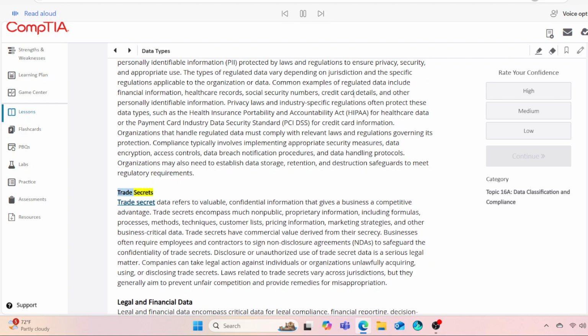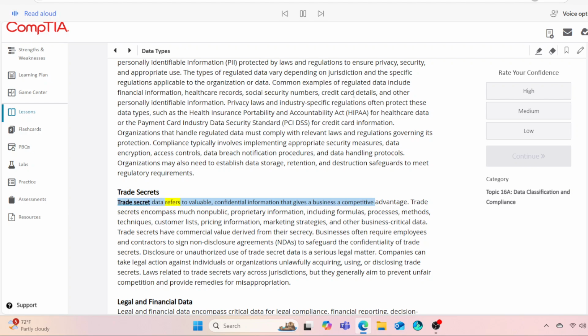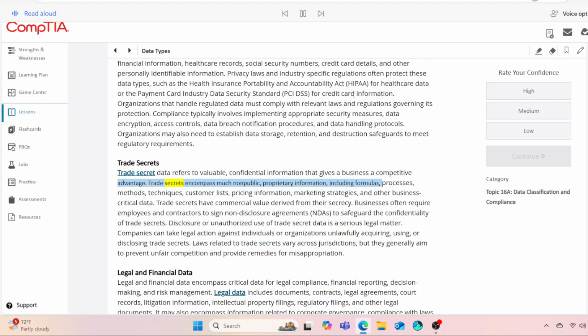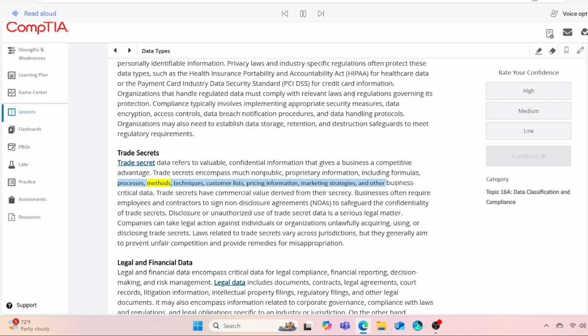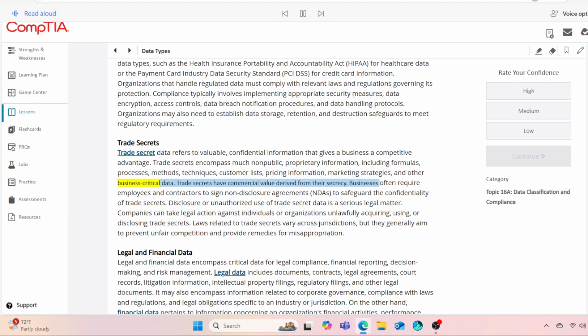Trade secrets. Trade secret data refers to valuable, confidential information that gives a business a competitive advantage. Trade secrets encompass much non-public, proprietary information, including formulas, processes, methods, techniques, customer lists, pricing information, marketing strategies, and other business-critical data. Trade secrets have commercial value derived from their secrecy.